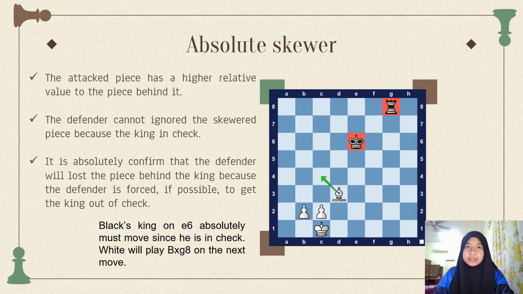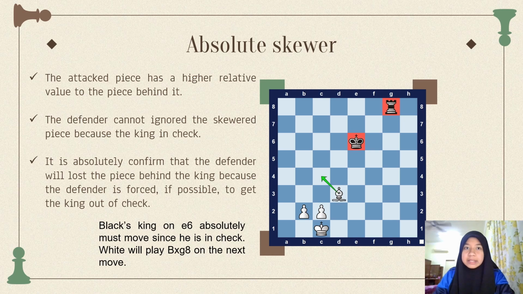For absolute skewer, the attacked piece has a higher relative value than the piece behind it. The defender cannot ignore the skewered piece because the king is in check. It is absolutely confirmed that the defender will lose the piece behind the king because the defender is forced, if possible, to get the king out of check.